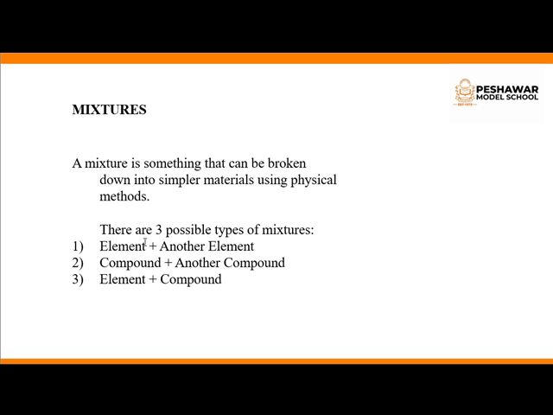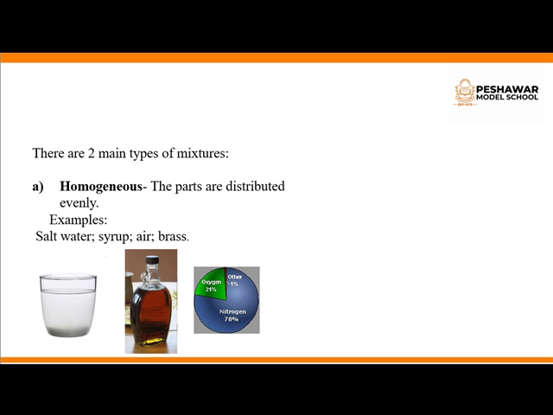You can see over here there are three possible types of mixture. Mixture can be element with another element, or you can say compound with another compound, or element with compound. So there are different combinations of mixture that can be formed. Now we have two types of mixture. One is called homogeneous, while the second one is called heterogeneous. If we talk about homogeneous, the constituents are equally distributed, or you can say the parts are distributed evenly.